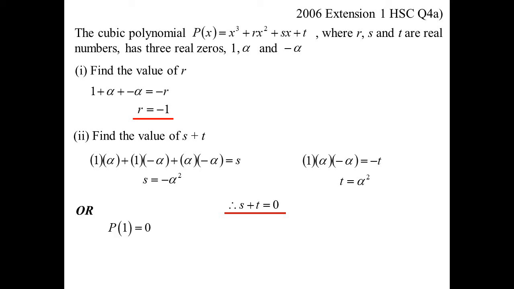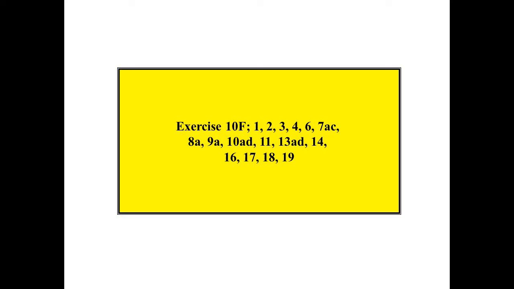Mind you, could we have done it another way? We now know R's -1, yeah? But we also know 1 is a zero. So you could sub that in. So, well, hang on a sec. We know polynomial at 1 is equal to 0. That gives us 1 plus R plus S plus T is 0. We just found R was -1. And so again, that gets us S plus T is equal to 0. A little bit quicker, anyway. All right.